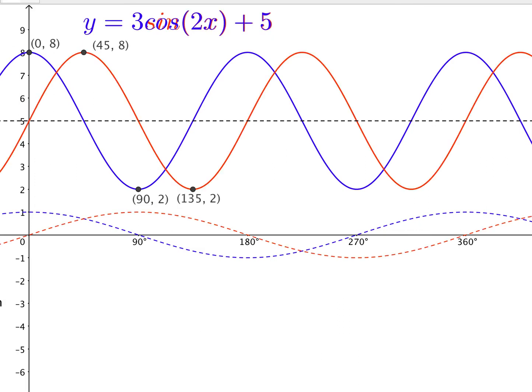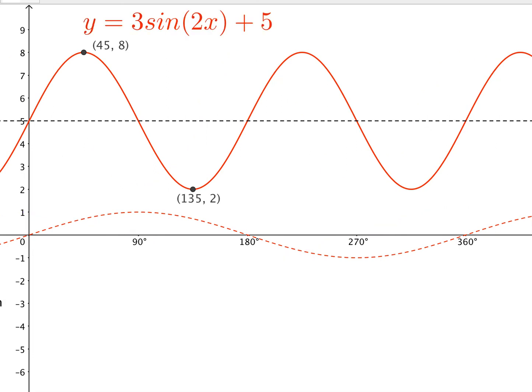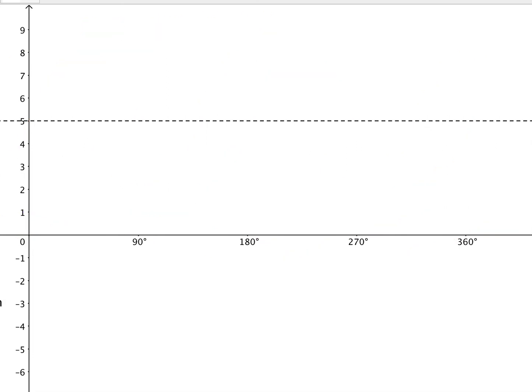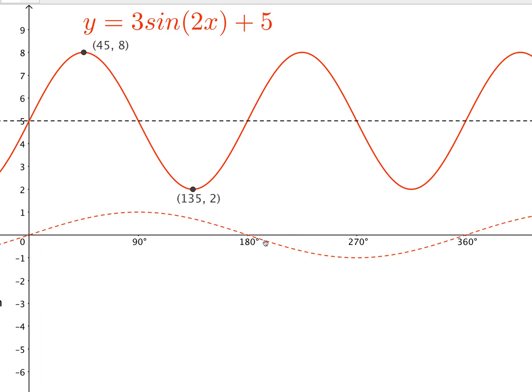There they are compared. Basically, slide the red curve to the left and it gives you the blue curve. They're just happening at slightly different places. So that's the changes. We'd like to know the 5 positions. This position 0, 5, this position 45, 8, this position 90, 5, this position 135, 2, and this position 180, 5.